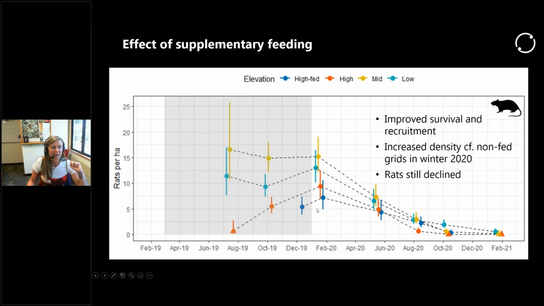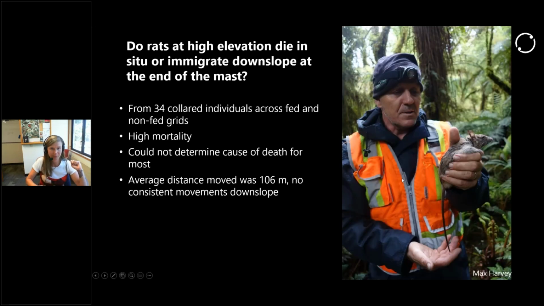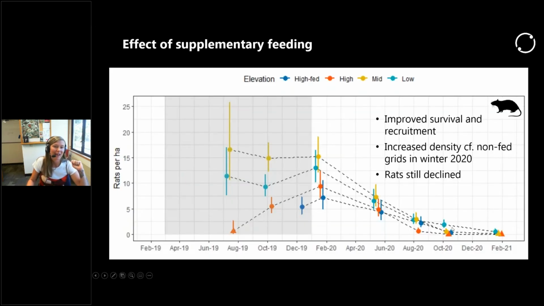We initially had quite a good result. We improved the survival and recruitment of our fed rats compared to our non-fed rats at high elevation, which is the red marks, compared to our dark blue fed data points. And in the winter, although our fed rats had also declined, we still managed to maintain significantly higher densities of rats compared to not fed rats. But, oops, by the spring, both fed and non-fed rats had essentially declined to non-detectable levels again. So we made a bit of an impact with our feeding, we sustained them for longer, but really we were just slowing the rate of the crash.